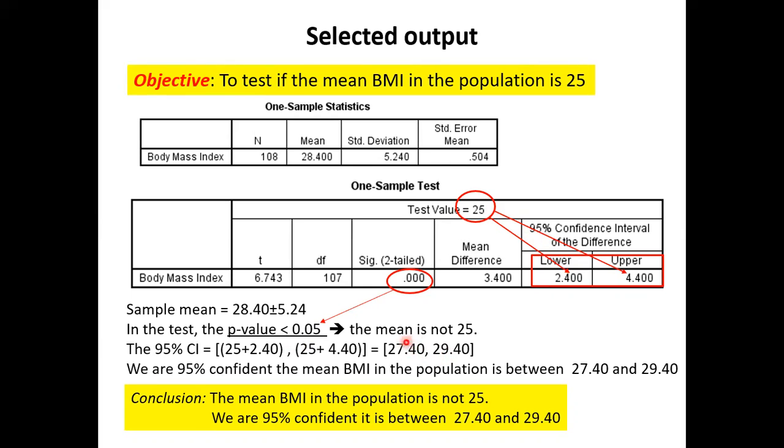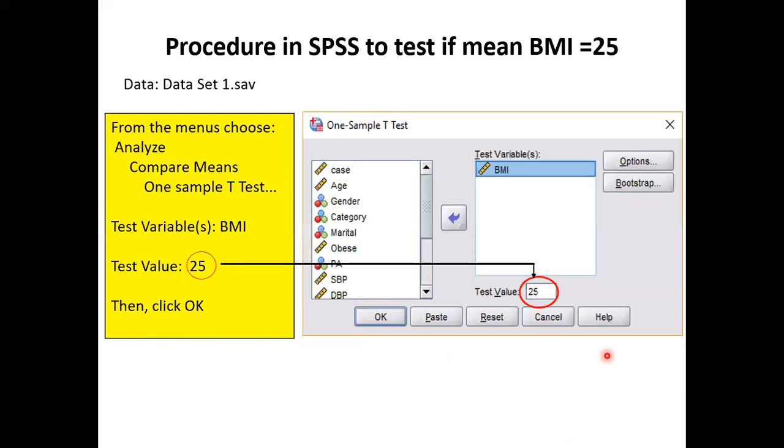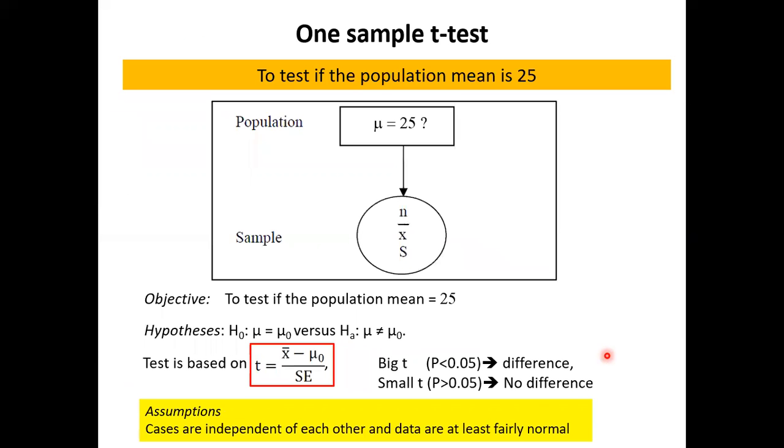2.4461. What is this value? The lower value. 2.44 to 3.12. Does 2 fall inside the interval? No. That means the mean TG is not 2. Is the conclusion correct? Conclusion is correct.